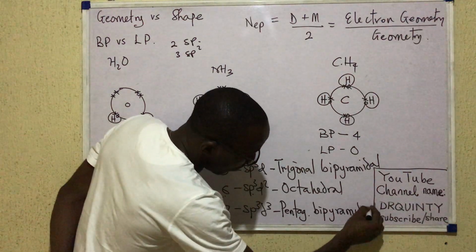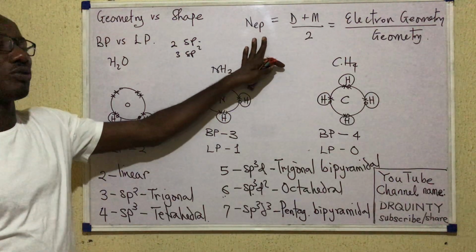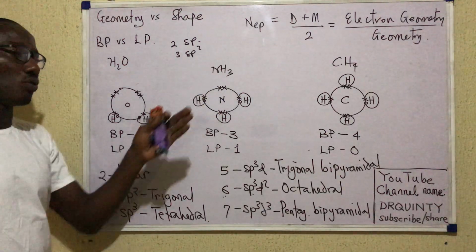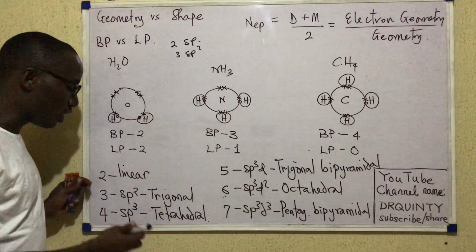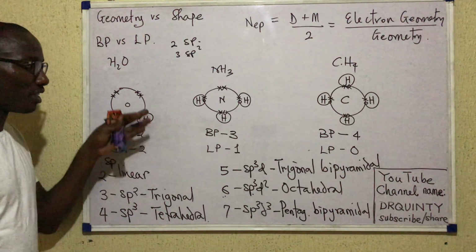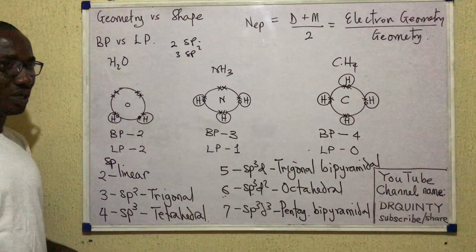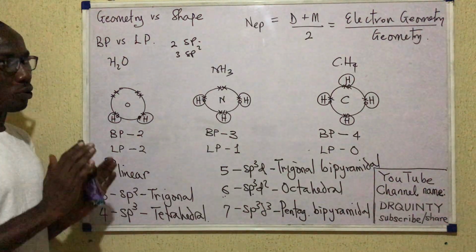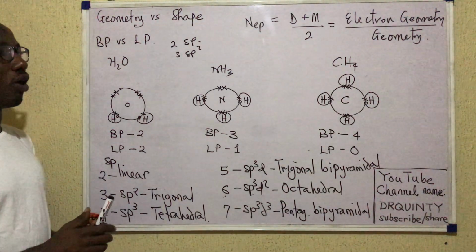So what I've done so far is interpret the result of this calculation. In effect, I've said that this calculation would usually give you results between 2 and 7. For each of those results, you can tell the kind of hybrid that is existent in the central atom, from sp all the way to sp3d3. And depending on the kind of hybrid in the central atom, you will know the electron geometry, or simply geometry, of the compound.